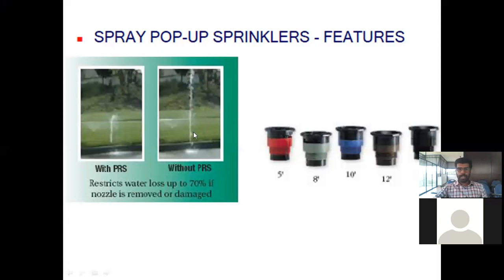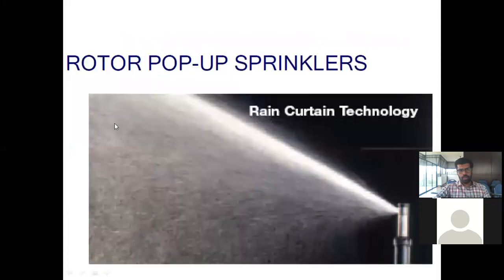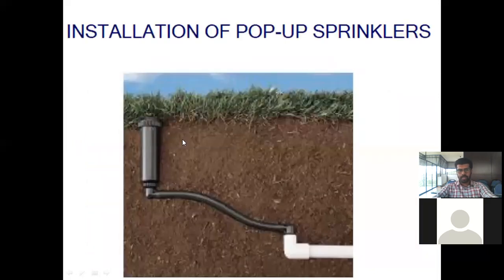Now another one is rotor pop-up sprinklers. There are different types of sprinklers. Okay, rotor pop-up, it will be like that. Rotor pop-up sprinklers and rain curtain technology. So you can see how it is being sprayed. It will go in a very smooth and precise manner. And you can see how the installation of pop-up sprinklers is done.